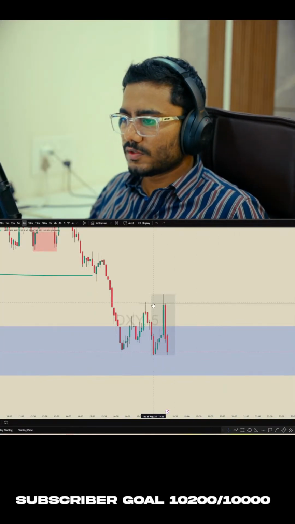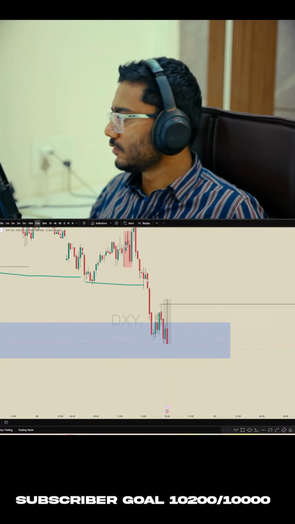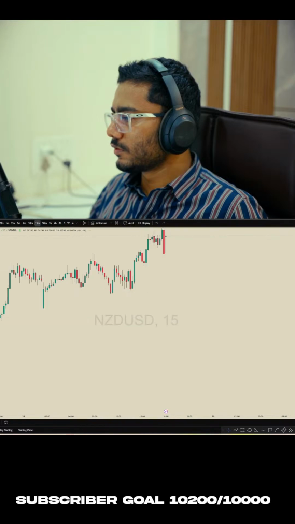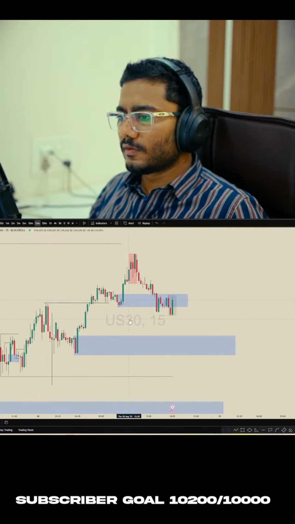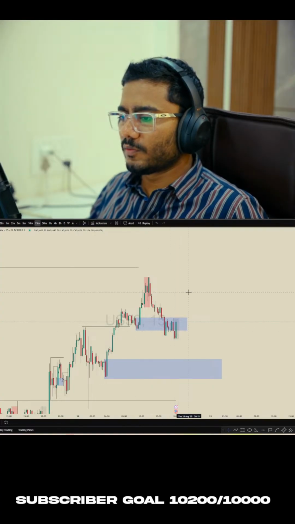Okay, so this was just a move to sweep out liquidity. It's continued downside only. That's nice. It still can go to the upside from here also.